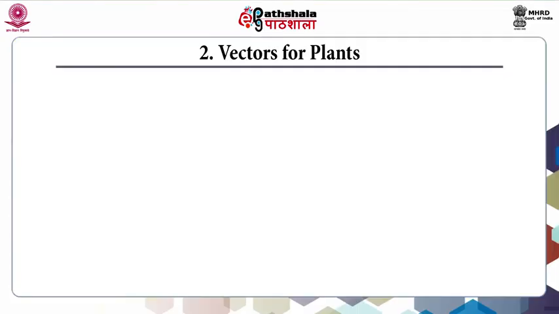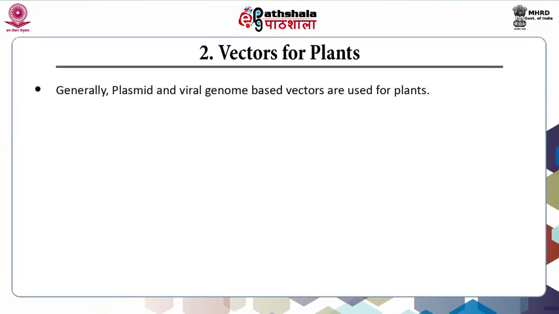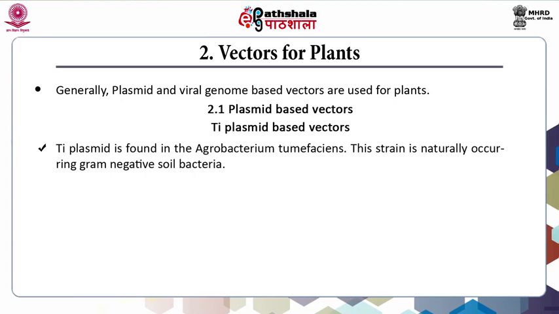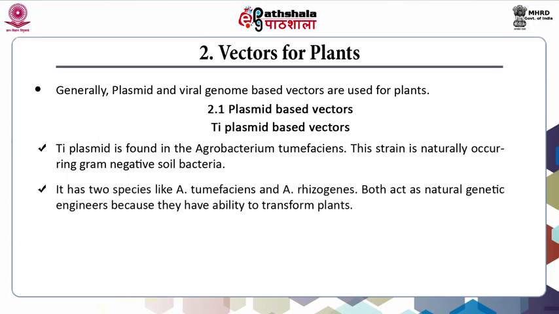Now, coming to the next slide, what are the different vectors for plants? Generally, plasmid and viral genome based vectors are used for plants. Plasmid based vectors. Now, coming to Ti plasmid based vectors, Ti plasmid is found in Agrobacterium tumefaciens. This strain is a naturally occurring gram-negative soil bacteria. It is very important to note that it is a gram-negative soil bacteria.